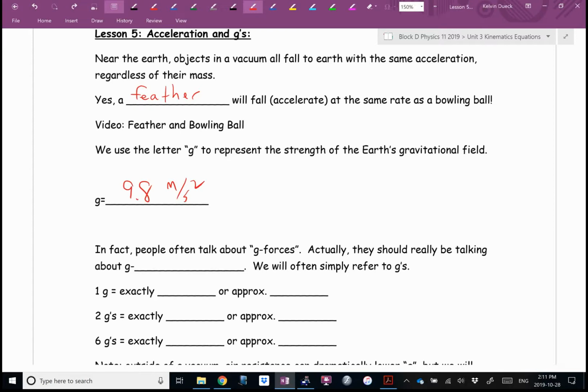But by the way, what nice round number is that really close to if I'm trying to do math in my head? If I'm standing in line in an amusement park and I'm trying to calculate how fast I'm going to be going at the bottom of the first roller coaster hill, I'll use 10 to do the math in my head.